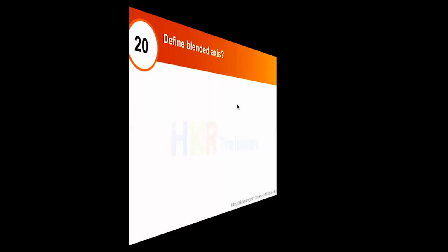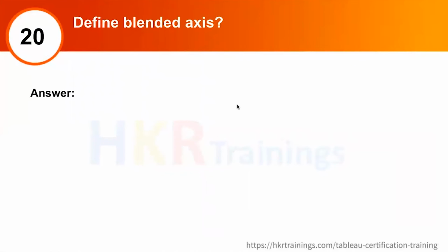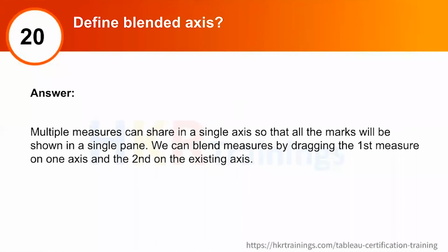Let's move to another part. What is a blended axis? Multiple measures can share a single axis so that all the marks will be shown in a single pane. We can blend multiple measures by dragging the first measure on one axis and the second measure also onto the existing, meaning the first axis only.